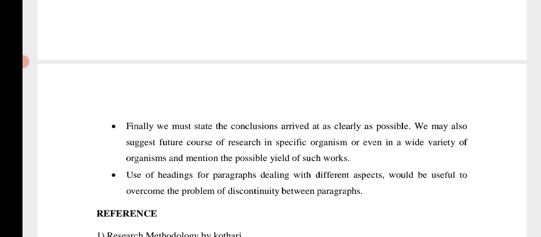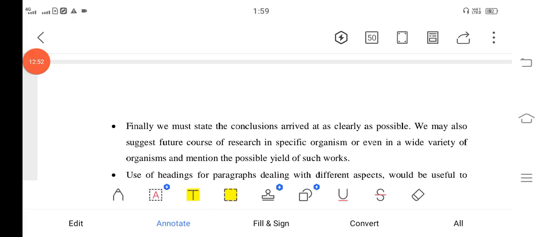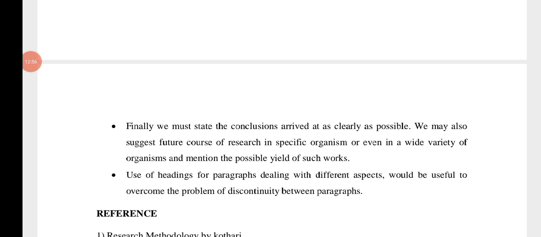Finally, we must state the conclusions as clearly as possible. The conclusion is important both for the writing of a research report as well as for thesis writing. And we must also suggest future courses of research in the specific organism or even a wide variety of organisms, and mention the possible field of such work. Use of headings for paragraphs dealing with different aspects would be useful to overcome the problem of discontinuity between paragraphs. So these are all the things to be followed in the writing of a scientific report. Thank you all.